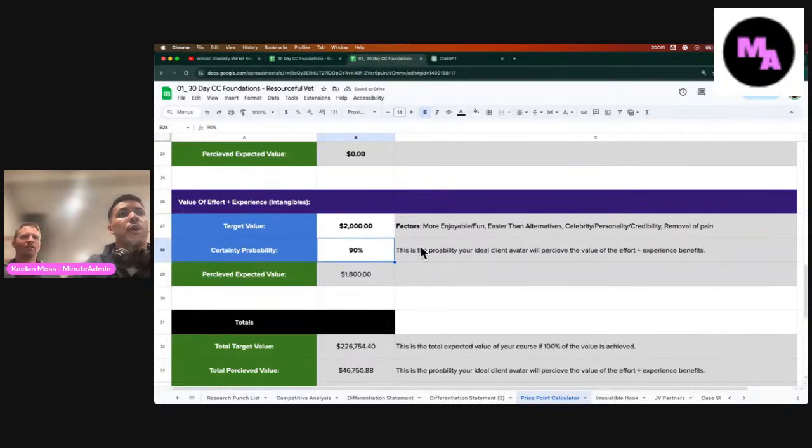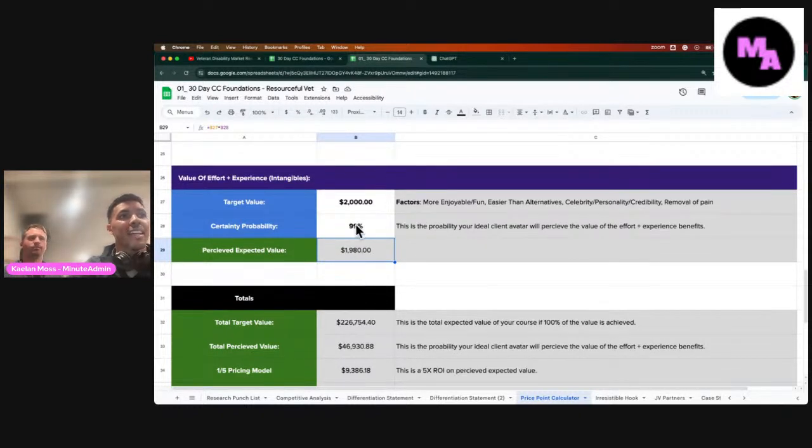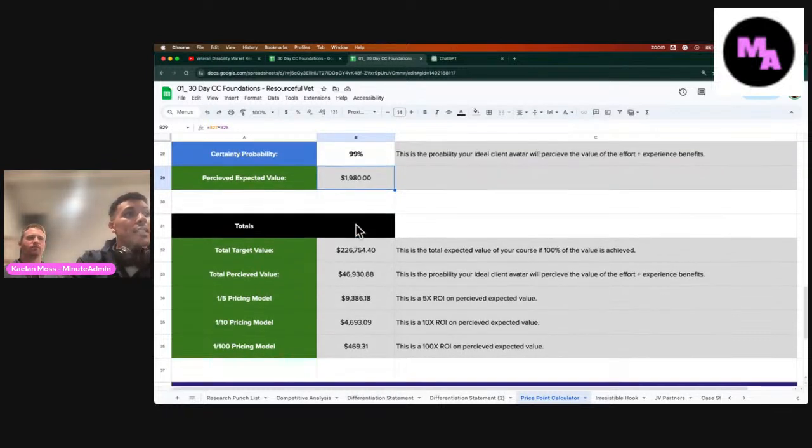So what's the probability that a Marine is going to look at that and be like, oh, snap, that checklist is going to help me a lot? I would say 99%. Okay. So then that's going to be worth $1,900 to them. So, hey, we'll see. We'll test it.